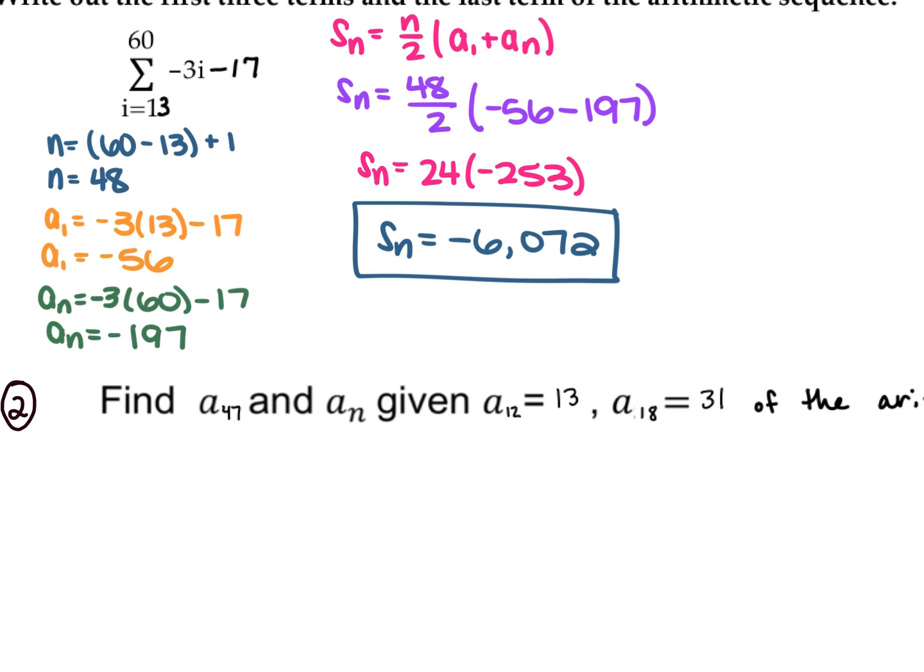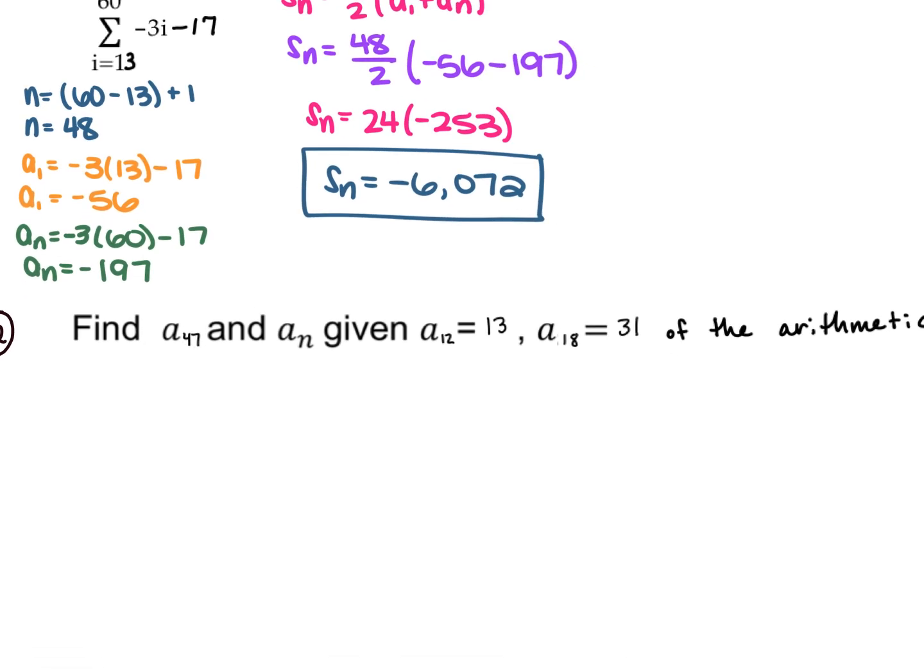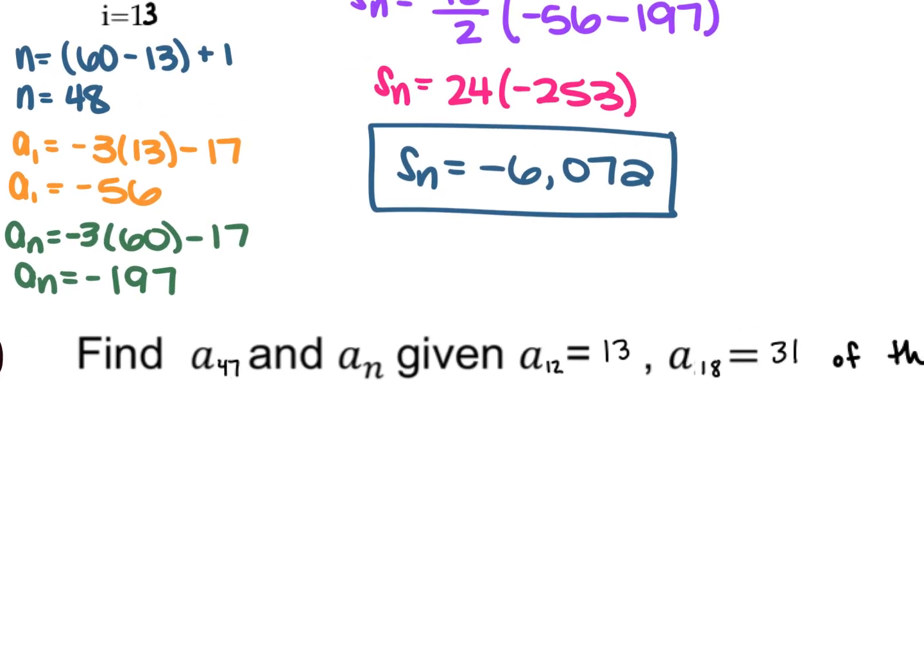For number 2, it tells you to find a sub 47 and a sub n, given that a sub 12 is 13 and a sub 18 is 31 of the arithmetic sequence. We're working with an arithmetic sequence, which means the formula that you want to work with is a sub n is equal to a sub 1 plus n minus 1 times d. First thing we do is to find d.